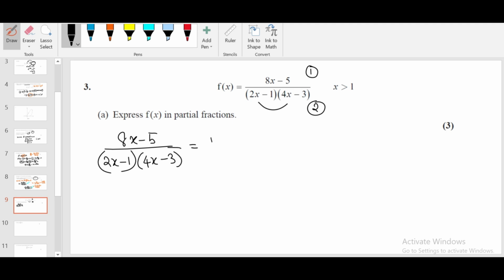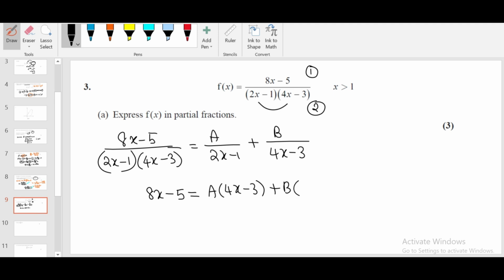You can write it as a over 2x minus 1 plus b over 4x minus 3. And take the denominator and multiply, you will get 8x minus 5 is equal to a times 4x minus 3 plus b times 2x minus 1. I'm gonna replace x by half.